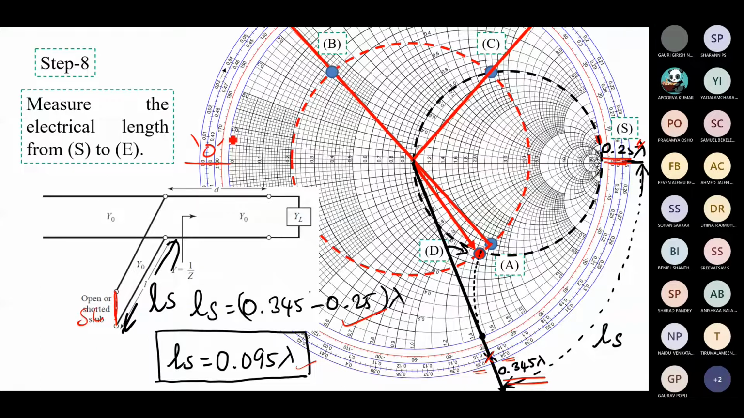Otherwise, if it is open circuit, you calculate from here. So 0.34 minus 0, directly this value you can write, that is the open circuited length. So both the answers are correct.